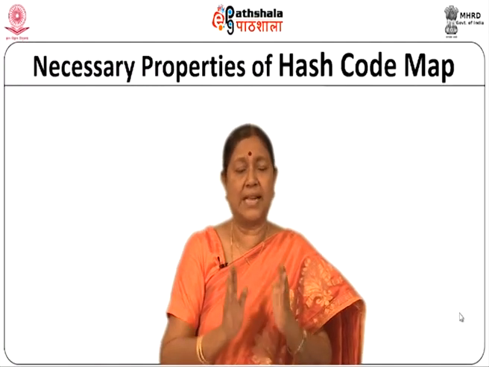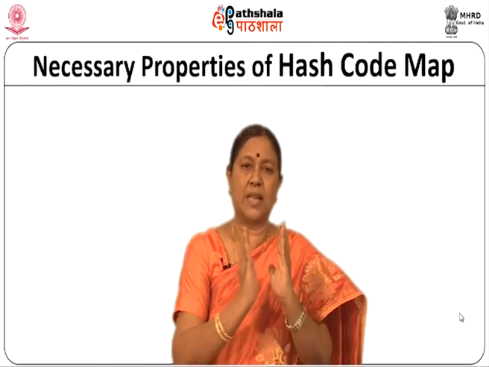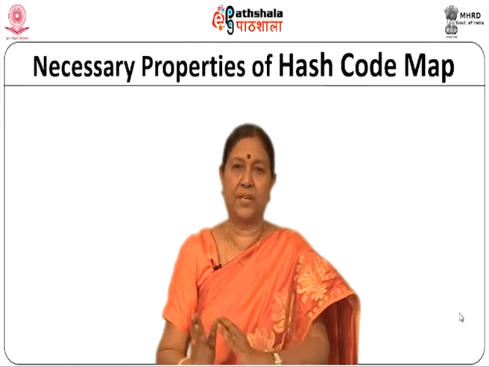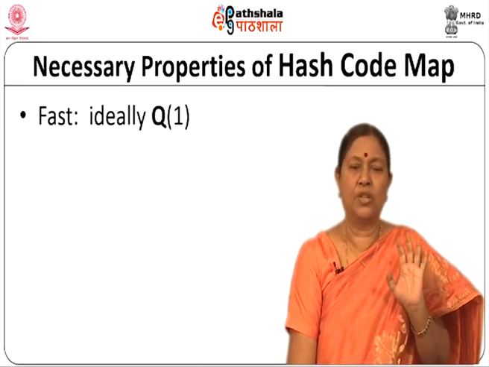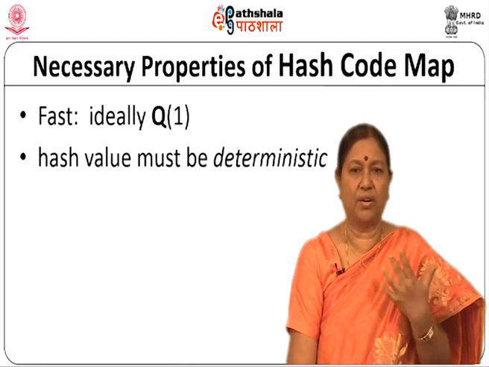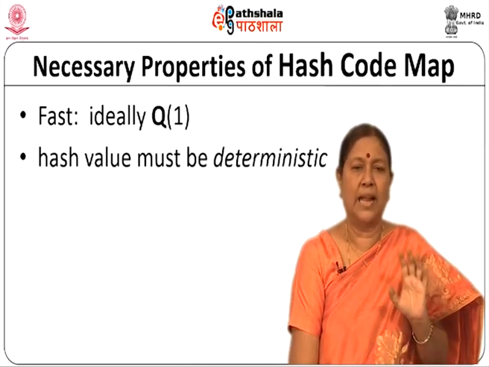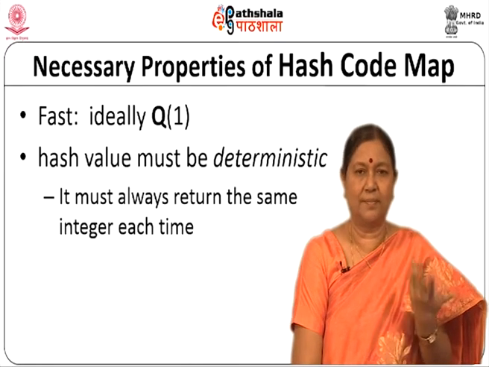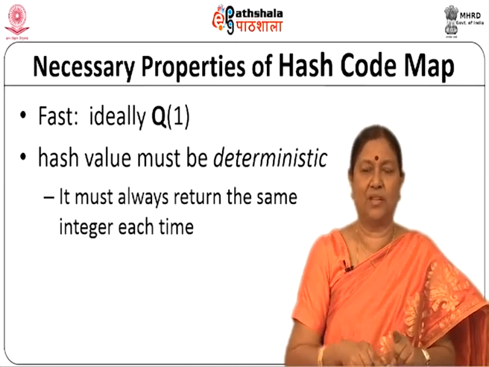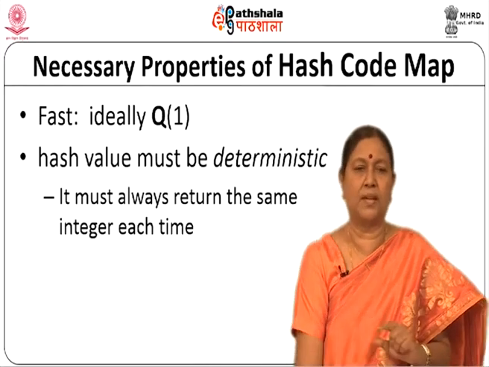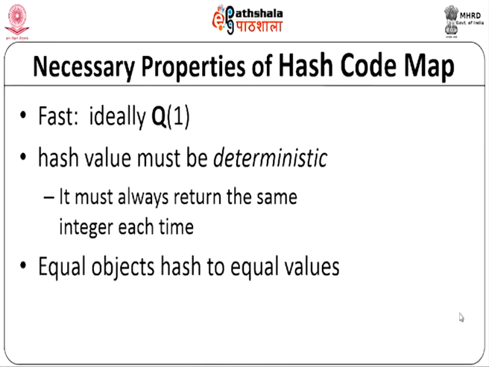Now, remember the hash function consists of two parts, one is the hash code map and the other is the compression map. The hash code map should be fast, ideally each query should take O(1). The hash value must be deterministic, that is very important. It must always return the same integer each time, it should not give different values. And if you have equal objects, they should hash to equal values, otherwise the whole setup will not be proper.